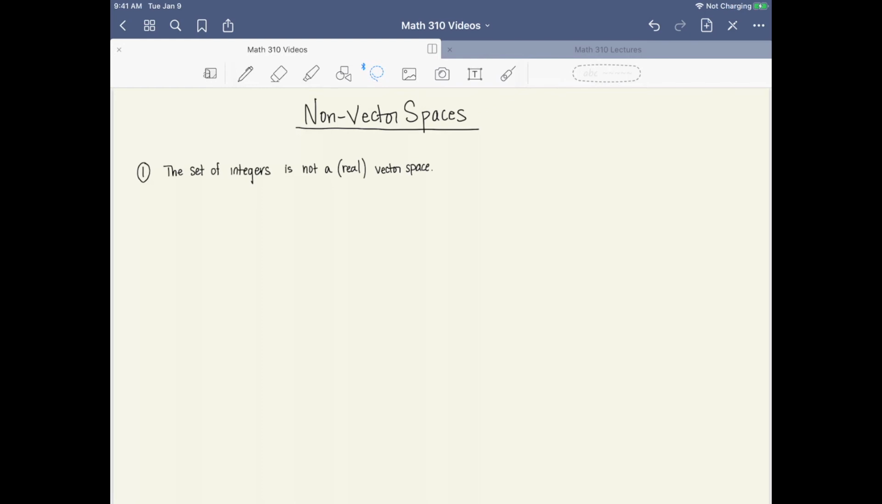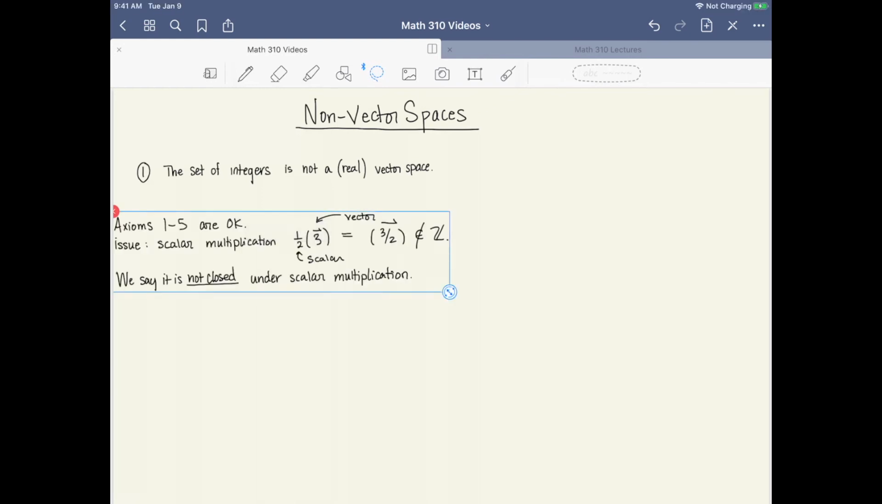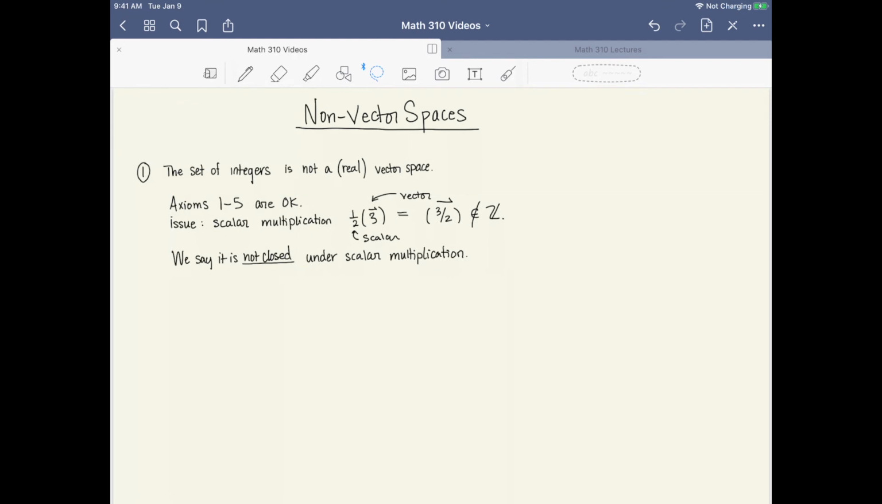The problem is scalar multiplication. Take, for example, any real number that is not an integer. For example, 1/2 or 1/3 or 1/7. And scalar multiply that times the vector. And by vector, I mean here an integer. Well, this is going to give you something which is not an integer. And so it is no longer a vector. It would no longer be considered an integer, which is what we're trying to make into a vector. So it's not a vector space because it is not closed under scalar multiplication.